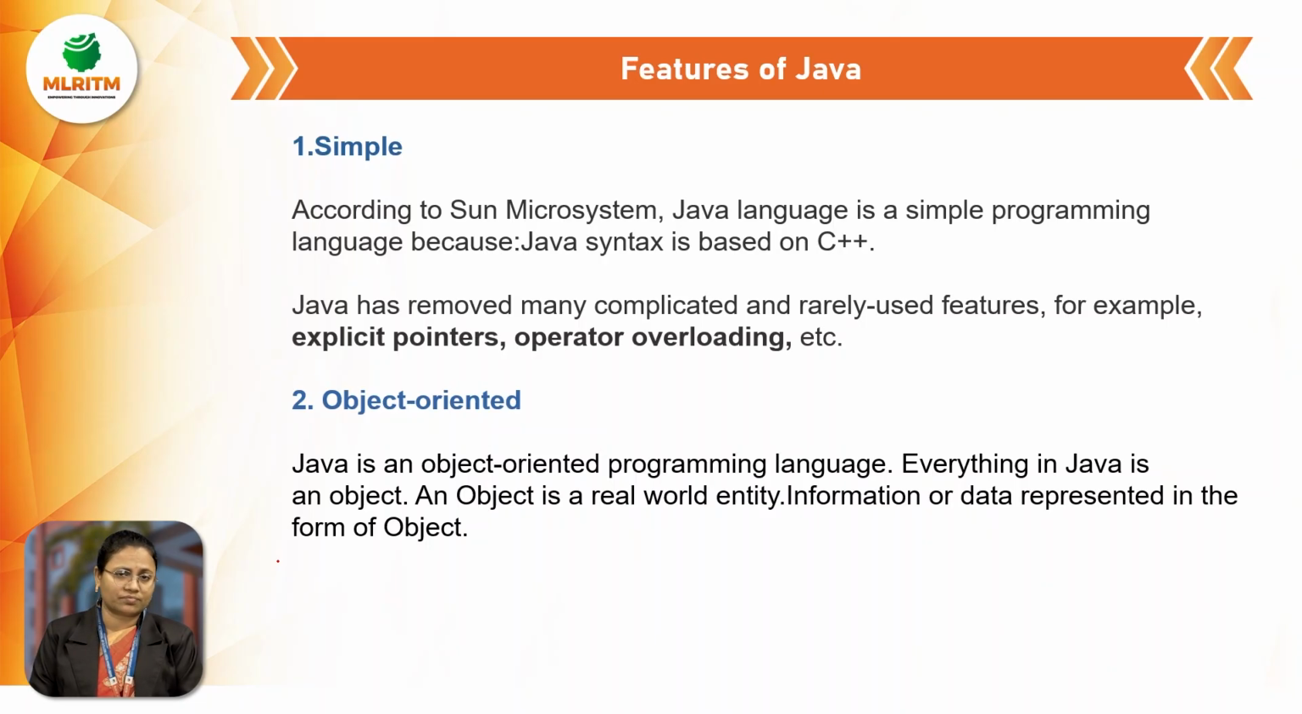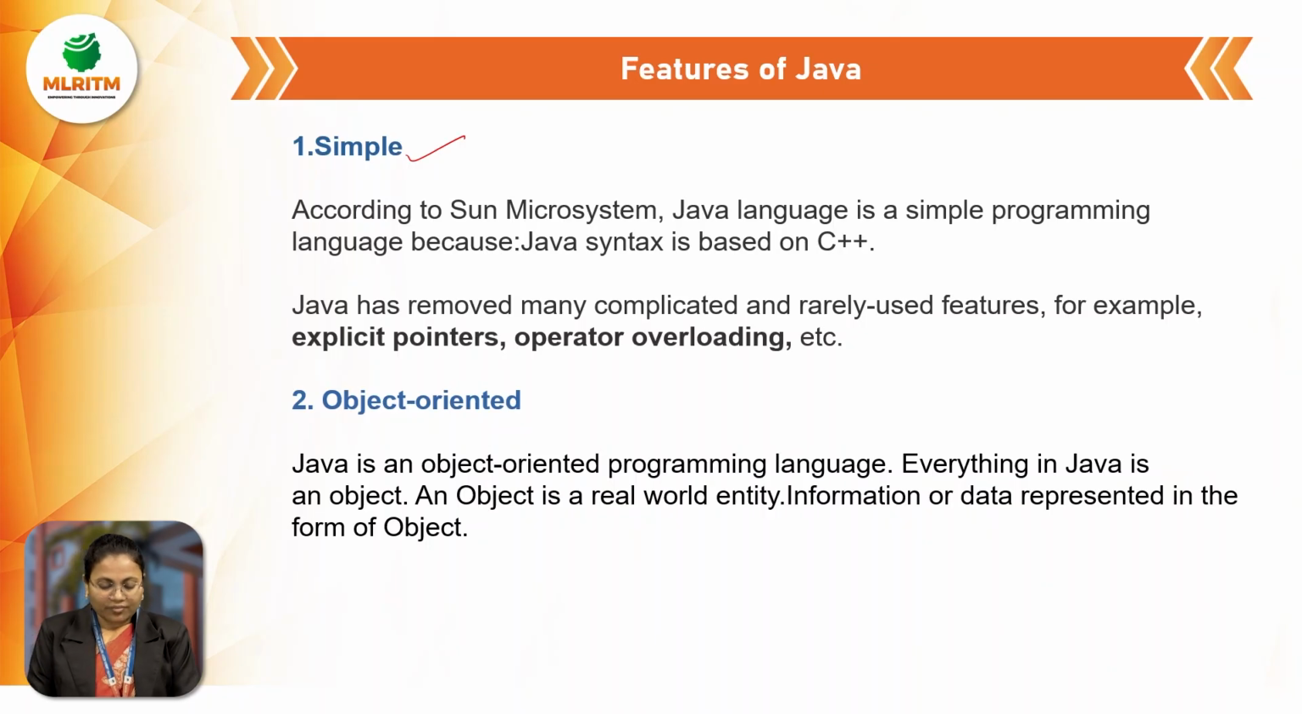Like this, we have several features of Java. A few of those features we'll discuss now. First one is Java is simple. Why do we say that Java is a simple language? Because the syntax of the Java programming language is similar to C and C++, right? James Gosling and his team developed the Java programming language by taking help from C and C++ syntax. That's why it is simple and easy to learn.